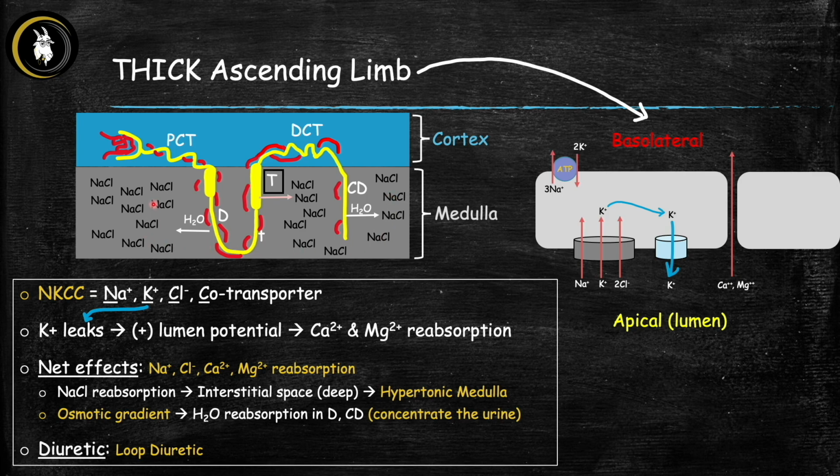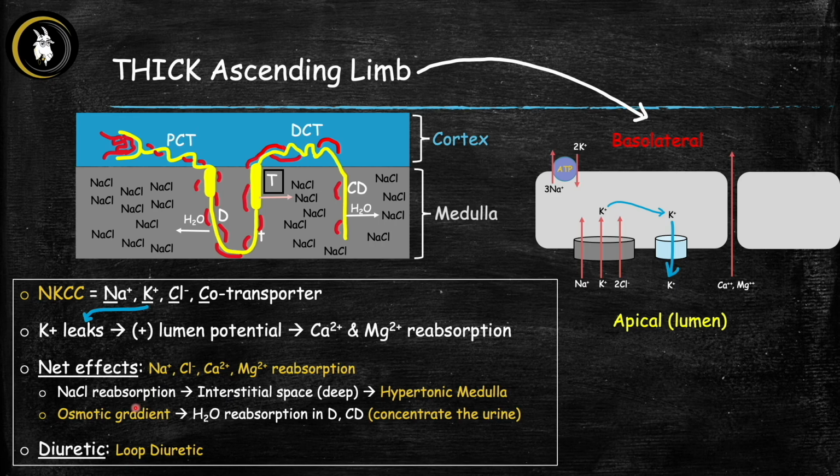So all of this sodium chloride that you see everywhere here in the medulla, that all came from the thick ascending limb through this NKCC transporter. So the important thing about this NKCC transporter is that by reabsorbing the sodium, this is going to cause what's known as a hypertonic medulla. That means that the medulla has increased tonicity or increased osmotic pressure, and the deeper you go in the medulla, the greater this osmotic pressure is.